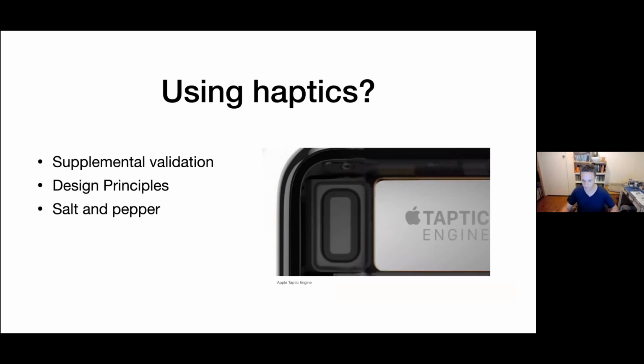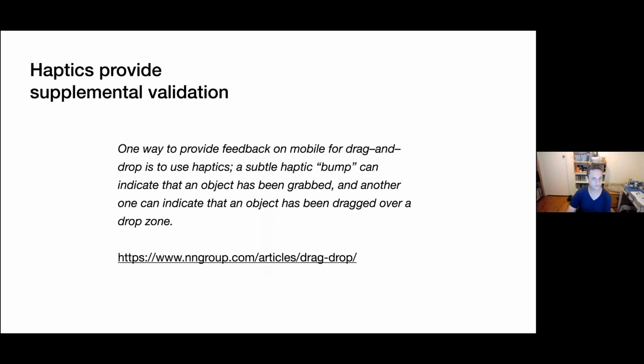I'm going to talk a little bit about using haptics now, and I'm going to talk about three main areas. One is supplemental validation. Next is some general design principles to look at and how we actually control haptics. And finally is salt and pepper. So first of all, supplemental validation.